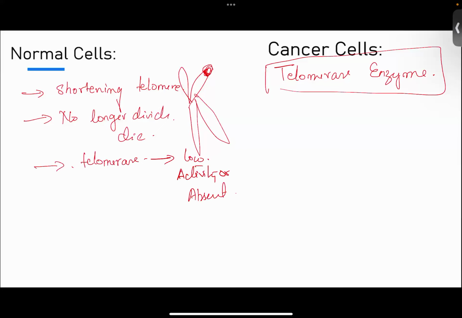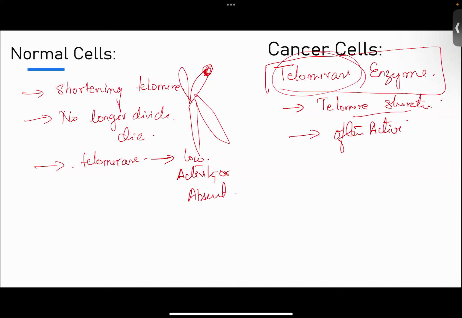But in cancer cells, the telomere shortening will happen, but not as critically, because of the telomerase activity. So in cancer cells there will be increased telomerase activity, or they will be often active.